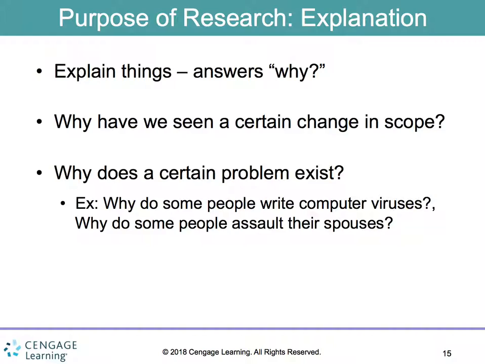Explain things. Answers. Why? Why are Hispanics not voting? Why are people committing homicide? I know that's two different areas, so I'll try to give you different examples. But you're going to explain things so that anybody that looks at it can understand what you're talking about. It says, why have we seen a certain change in scope? Why have things changed in society?